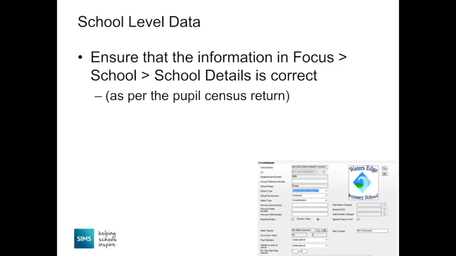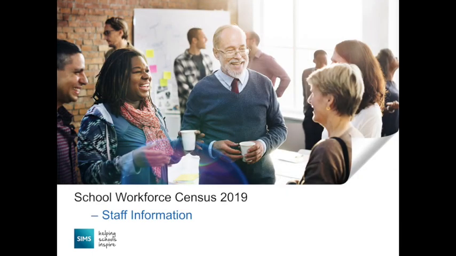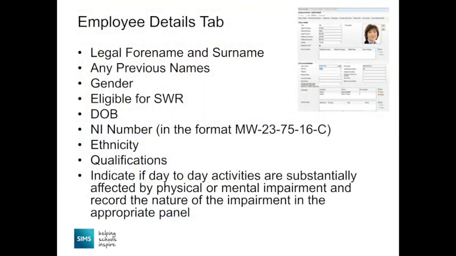Now in terms of staff information, there are certain elements that get included for every staff member in the return. From the employee details tab, that's the first tab that you open when you open the staff record, we want the legal full name and surname, any previous names, so the name history will go up, the gender, and whether or not they're eligible for SWR. If you take the tick out of there, then they're totally excluded from the return.